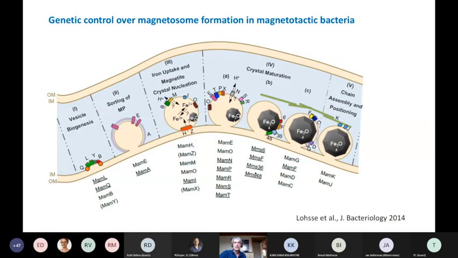Well, the other topic about magnetotactic bacteria is the genetic information on biomineralization.